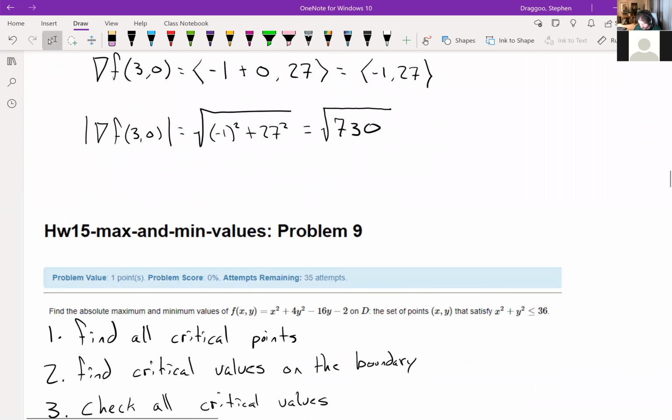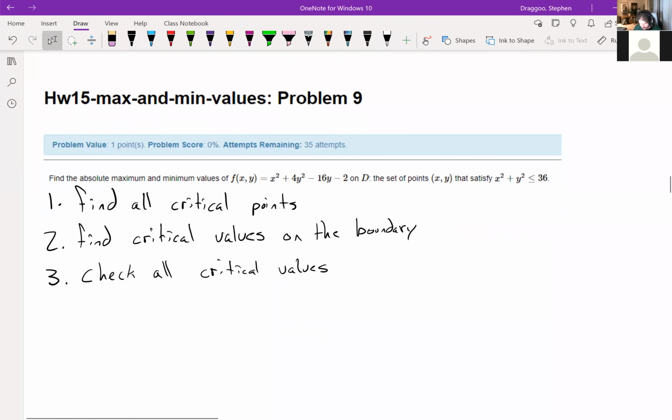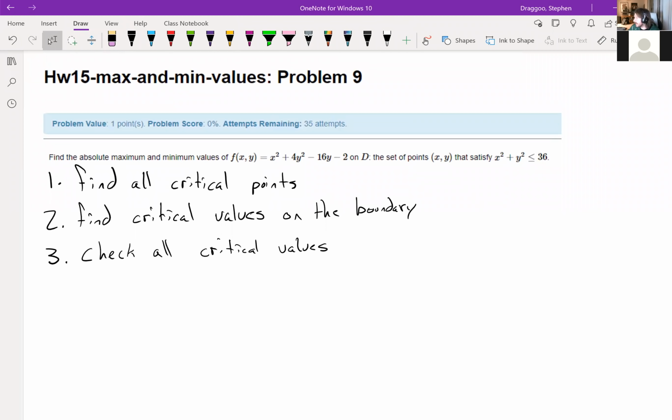And oh boy. Up next, we've got the favorite problem in this set. Finding minimum and maximum values. So I wrote out the three steps that we're going to need to take to find minimum and maximum values that are going to show up on our function.